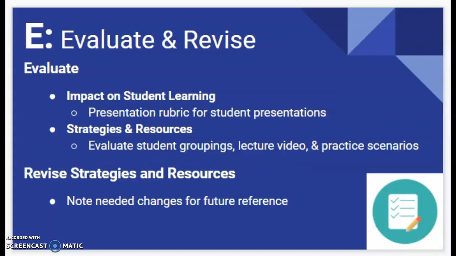Lastly, the Assure model culminates with evaluating student learning as well as reflecting on the lesson's pedagogical successes and needed improvements. Student learning will be evaluated with the presentation rubric. The teacher will use this evaluation and her own self-assessment of the lesson's strengths and weaknesses to determine needed changes for future lessons.